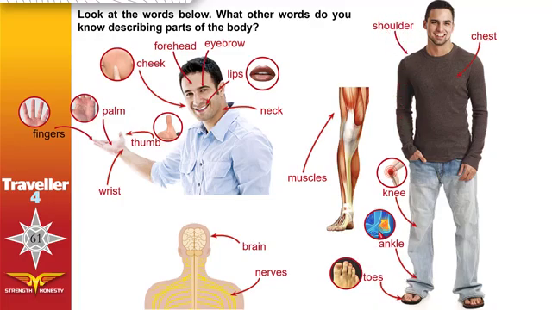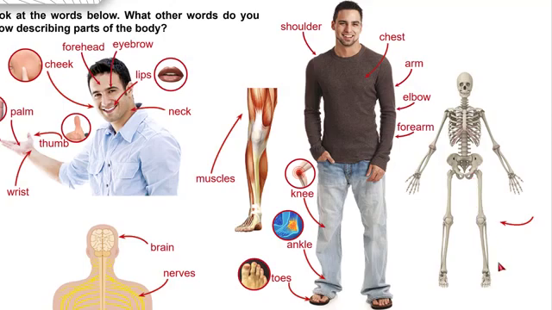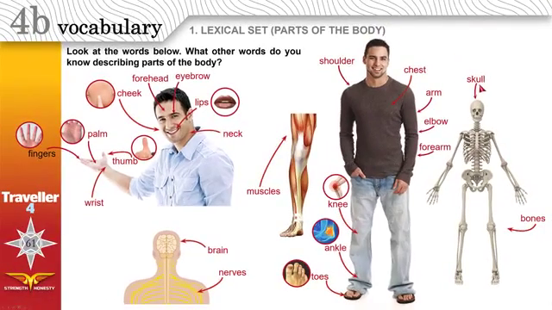We're adding more to the list. Shoulder, arm, and this joint is called the elbow. Elbow, and this is the forearm. Arm, elbow, forearm. And these are the bones. Bones. And this is the skull. The skull. Your head bone is called the skull. Now let's continue to the second part of today's vocabulary video.